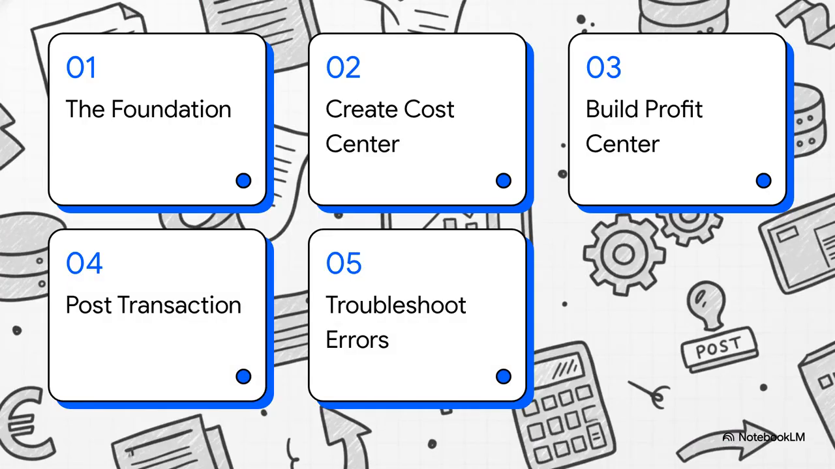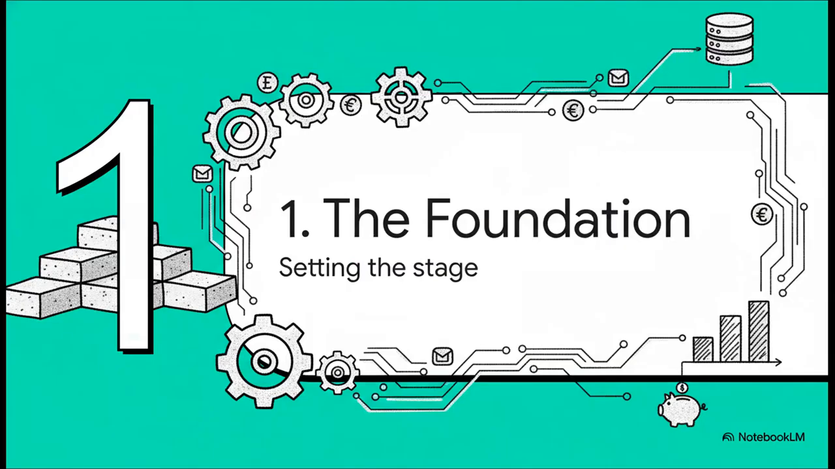Here's our roadmap for this explainer. We'll start with the foundational concepts, the real building blocks. Then we'll create the essential master data, things like cost and profit centers. After that, we get to the main event, posting the actual transaction. And, maybe most importantly, we'll learn how to troubleshoot the common errors you might run into. Before we can post anything, we really need to lay the groundwork. It's all about understanding the fundamental pieces we'll be working with inside the SAP system.